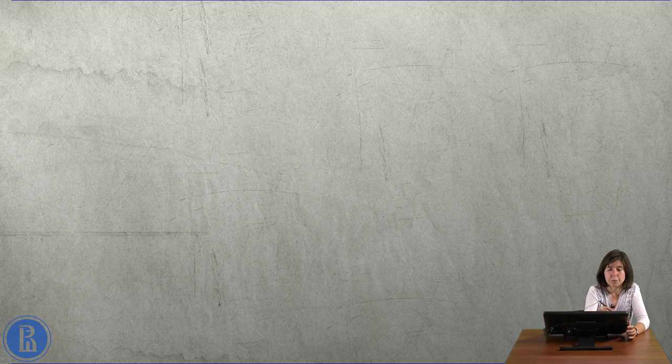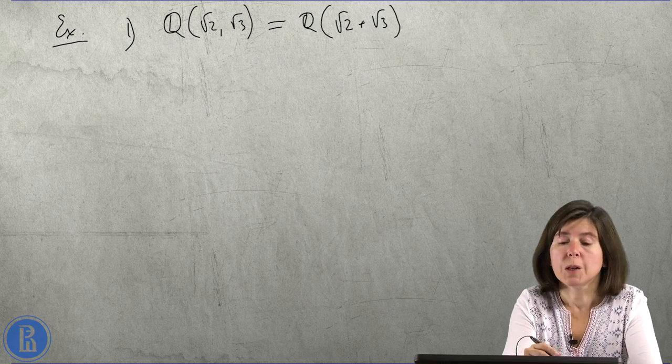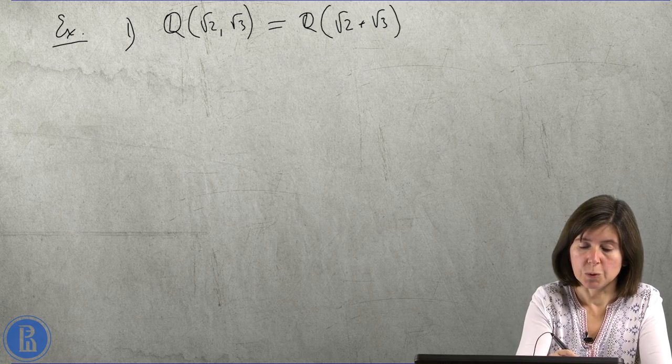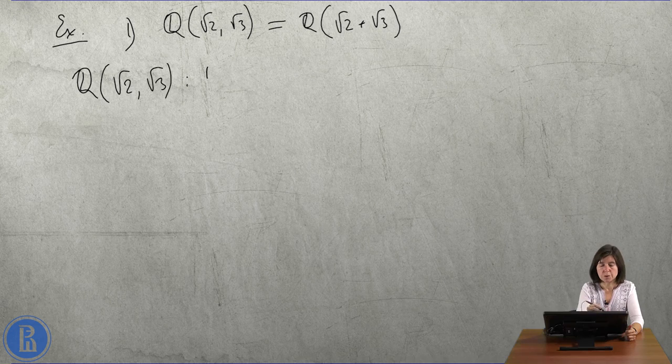Let me give you one example. Let's take Q of square root of 2 and square root of 3. Then, of course, the sum of those two is an example of a primitive element, because this is an extension of degree 4. So Q of square root of 2 and square root of 3, the degree of this over Q is 4.